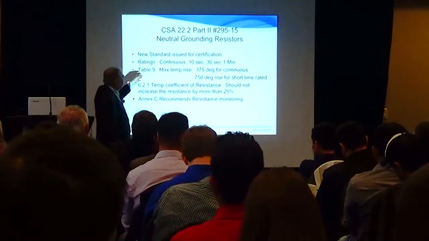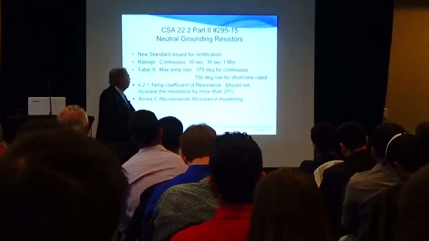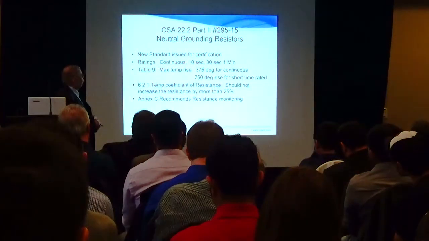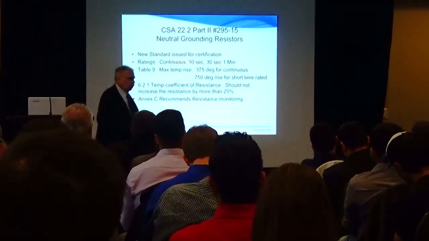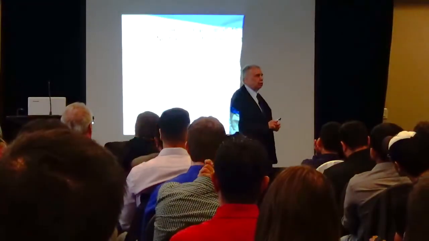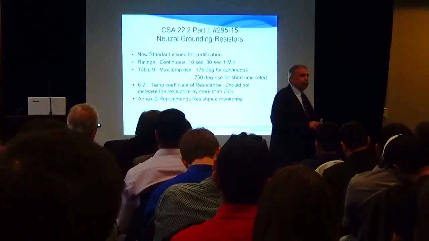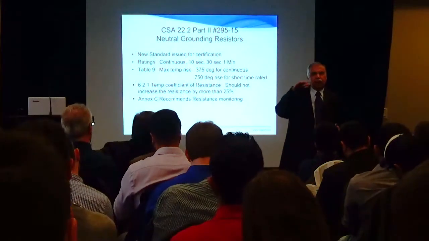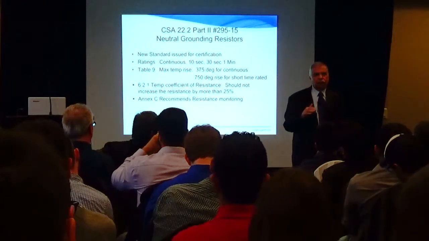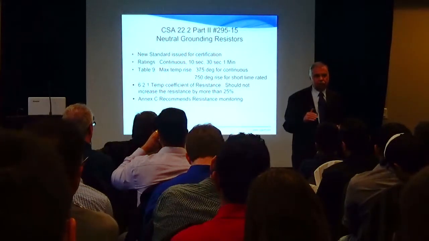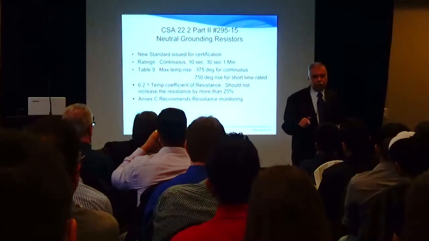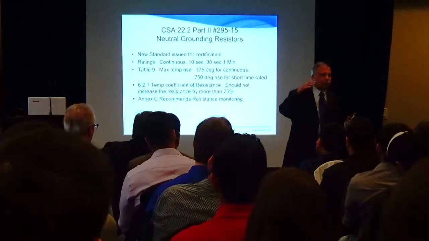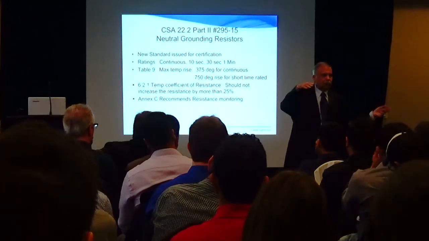The temperature rise permitted for a continuously rated resistor is 375 degrees, and for short time rated resistors it is 750 degrees. With such a large change in temperature, the material that makes up the resistor has a positive temperature coefficient, so there is a danger that the resistor value will increase as it heats up. So they have prescribed an upper limit, saying that your resistor value should not exceed 25%. If it does, the current is going to drop by 20%. So if you have, let's say, a 100 ampere resistor, it heats up, and as it warms up, the current starts dropping because you're controlling the current through the resistor value.